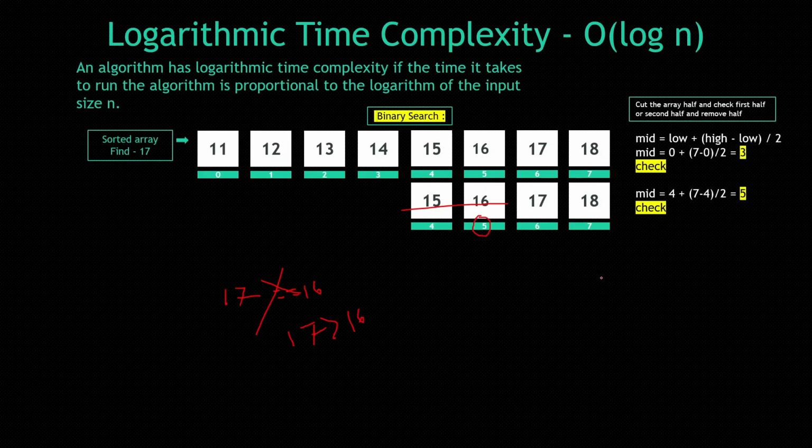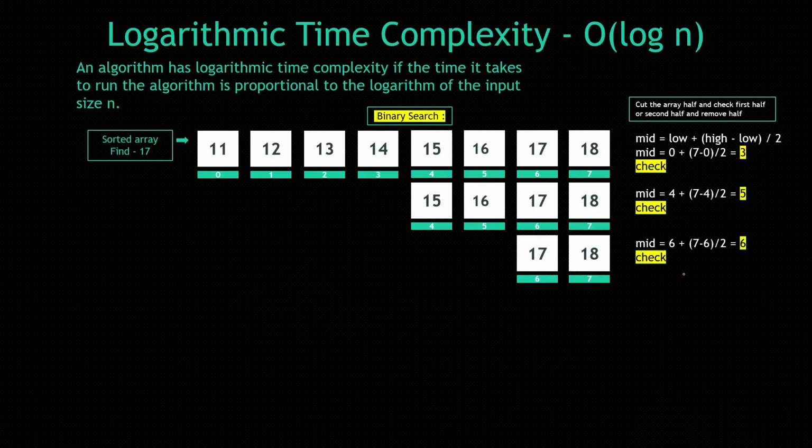So we need to remove the left portion and check the right portion only. Again we need to find the middle and check. So middle equals lower index value plus (higher index value minus lower index value) divided by 2. So now our middle index is 6. What is the value at index 6? 17. Is our search item equal to 17? This is true, so we got our answer. In 3 steps we got our desired search item.